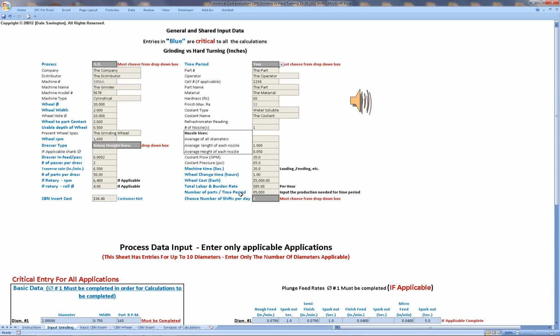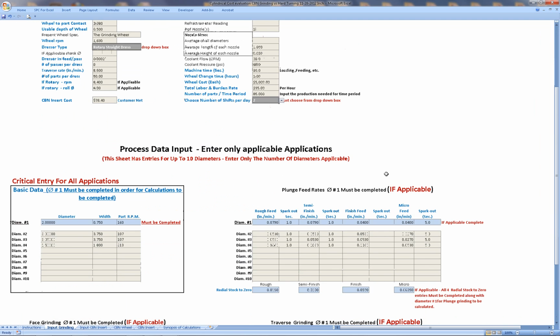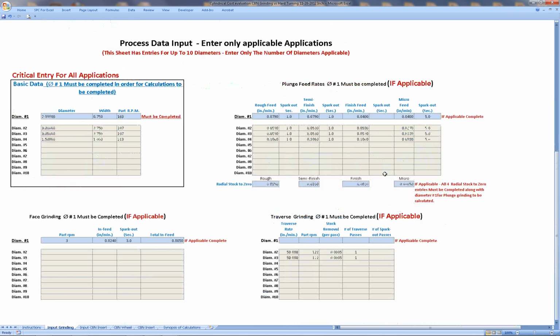The number of parts per time period, we have inputted 85,000 for the year. The number of shifts, we have a choice of a half a shift, 1 shift a day, 2 shifts, or 3. I've chosen 2. So now the top end of input is finished, and the bottom half will be strictly for your grinding process, and it is interactive only on the grinding process sheet.